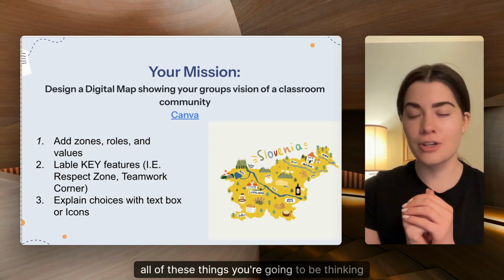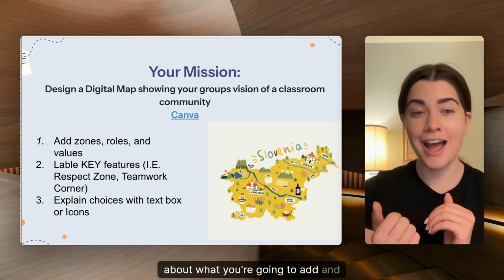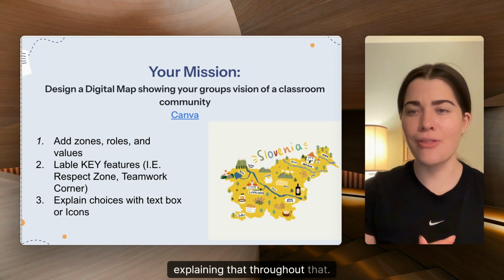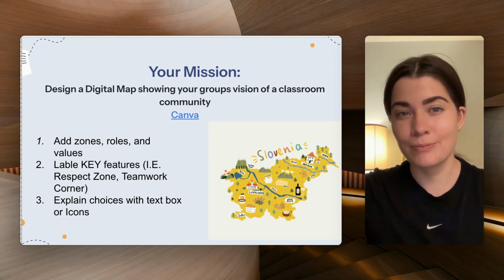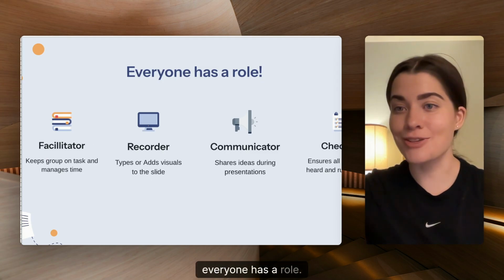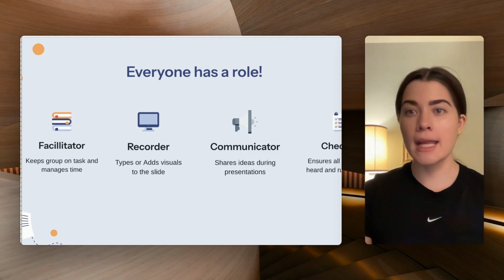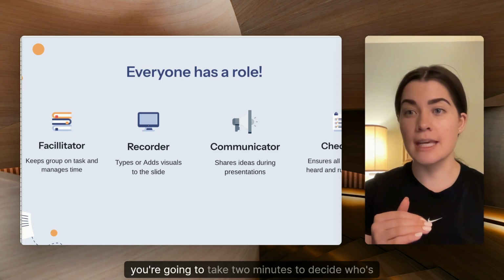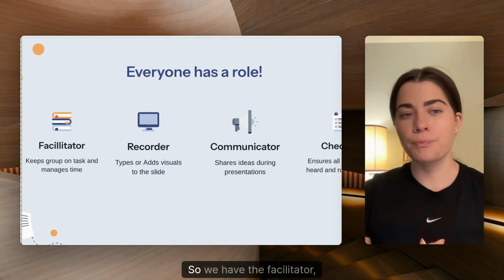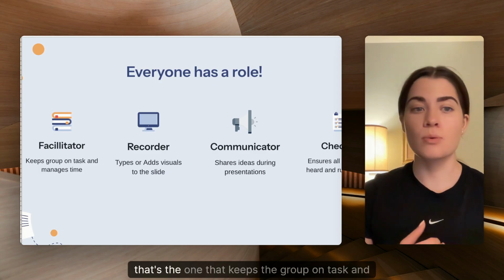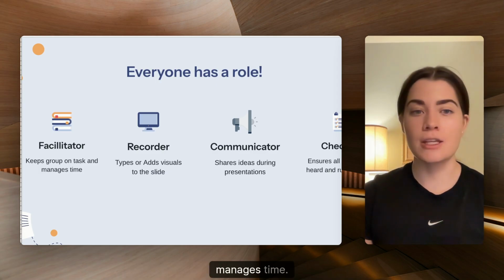All of these things you're going to be thinking about, what you're going to add and explaining that throughout. Now, how are we going to make this mission possible? Well, everyone has a role. So after I explain this, you're going to take 2 minutes to decide who's going to be what. So we have the facilitator, that's the one that keeps the group on task and manages time.